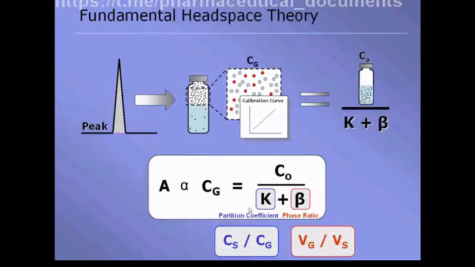So we can look at these 2 things as the K value, or partition coefficient, being the overall relationship of concentration, or how our molecules partition into the gaseous phase, and then also the beta value, which is the phase ratio or the volume relationship inside there. So what is the volume relationship with our gaseous phase and our sample phase? These are going to be defined for USP 467, but I just wanted to give an idea of what these terms are and ultimately how this produces our results in headspace chromatography.